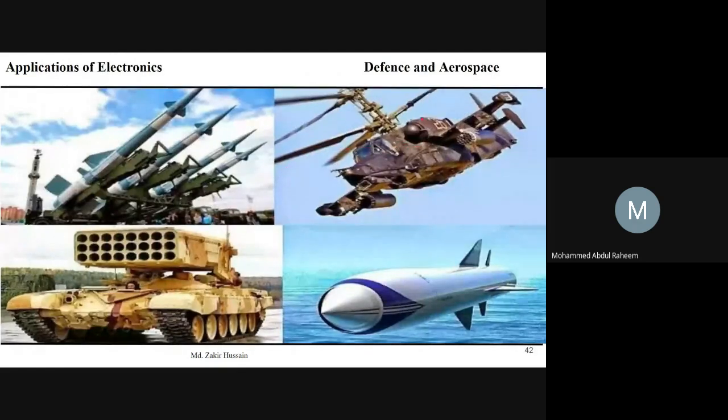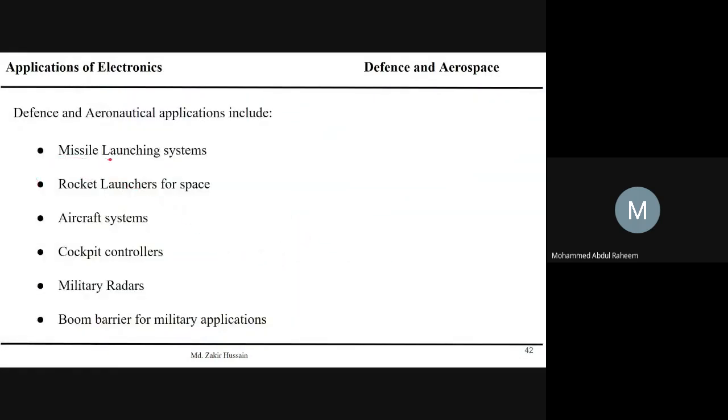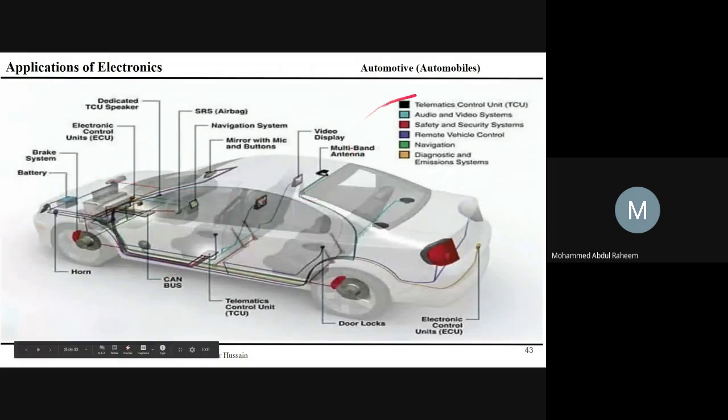You people are even contributing to the defense sector as well. For example, missile launching systems, rocket launchers, aircraft systems, whatnot. Who is contributing to defense and aerospace? Without electronics, do you think this is possible? No, not at all. Coming to automobiles. See, everywhere something or the other is mounted. For example, the brake system. All these are electronics. Without electronics, this car that today people are proud of, you can imagine. Do you think without electronics they would take pride in this? No, not at all.